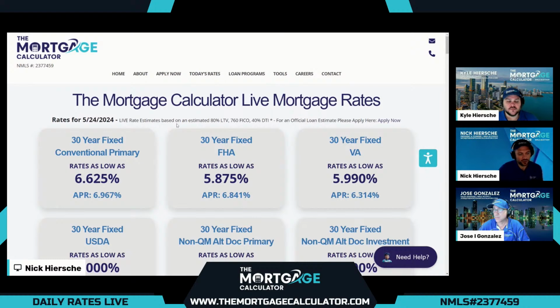Typically first up is our conventional option. That's typically the first option for most borrowers. So 30-year fixed conventional primary today comes in at 6.625, final APR is 6.967. So pretty much the same as yesterday.